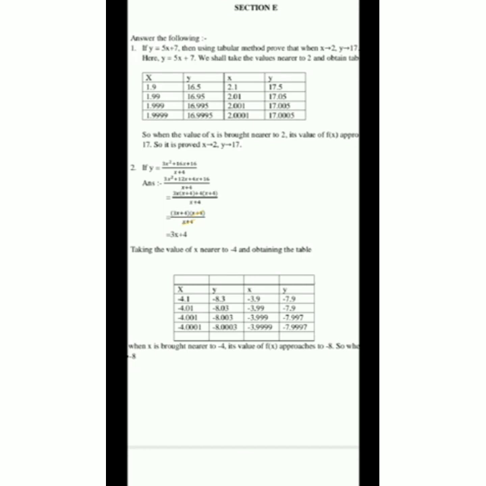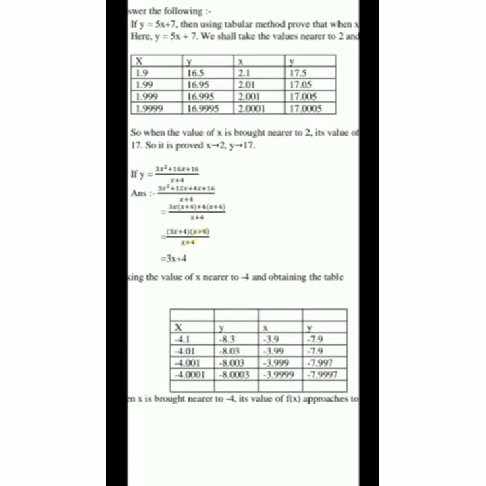Now let us look at what happens when we take the values of x very near to 2 and prepare a table as shown on the screen. By decreasing the value by 0.1, 0.01, 0.001 and 0.0001, the table that we get is 1.9, 1.99, 1.999 and 1.9999.